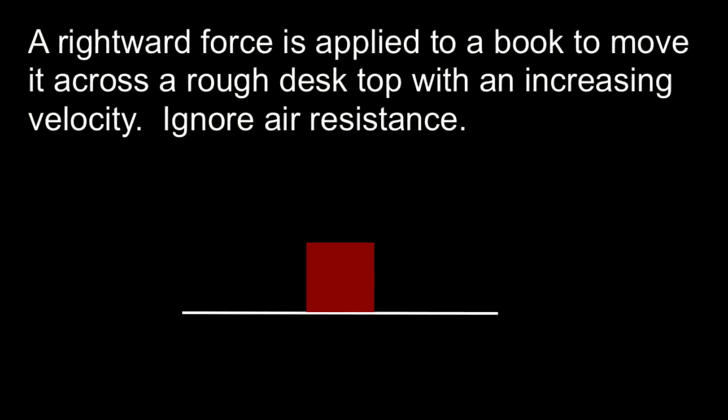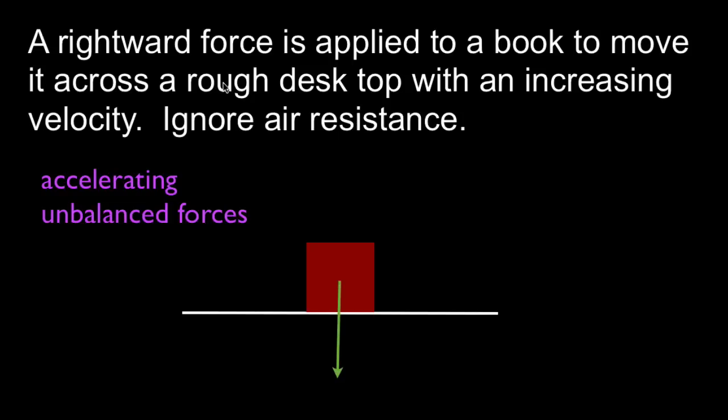Okay, the next one, you have a rightward force that's applied to the book, and it's moving across a rough desk, a rough surface. We're going to include friction, and it's speeding up. Its velocity is increasing, so that means it's accelerating. If it's speeding up, then it's accelerating, and the forces are unbalanced. Excuse me, did I say balanced? Unbalanced. And we're going to draw the gravitational force. We're going to draw the normal force again. It's not falling through the tabletop. And there's a rightward force that's applied to it, so we're going to call that our applied force.